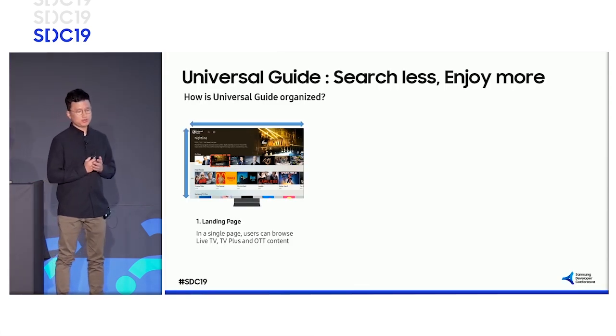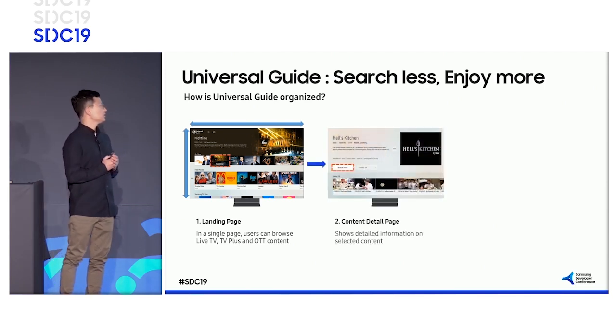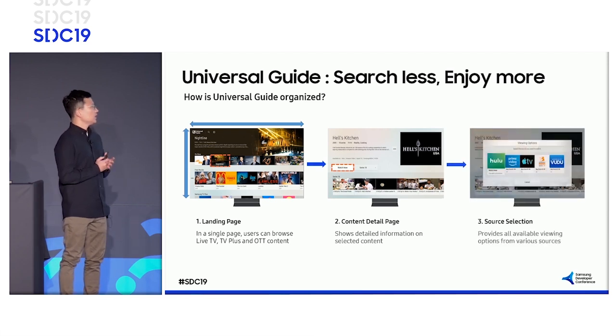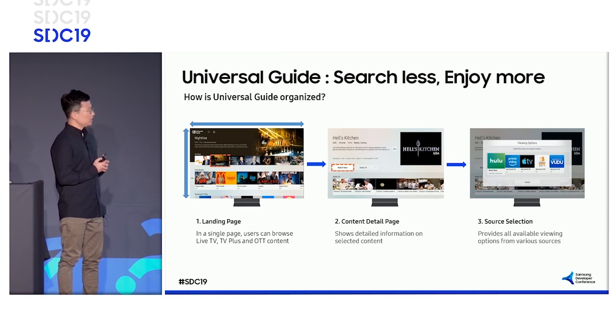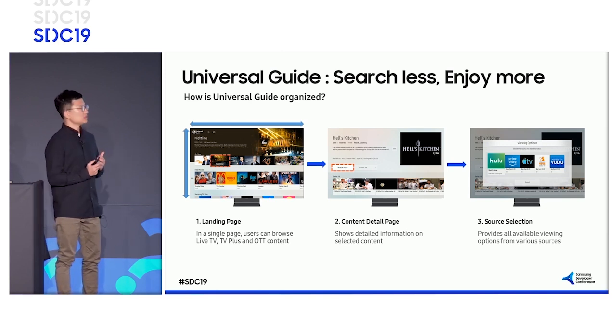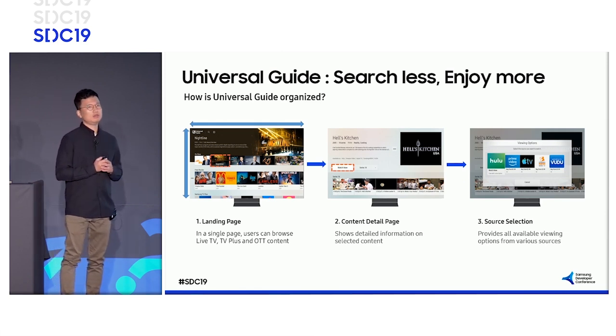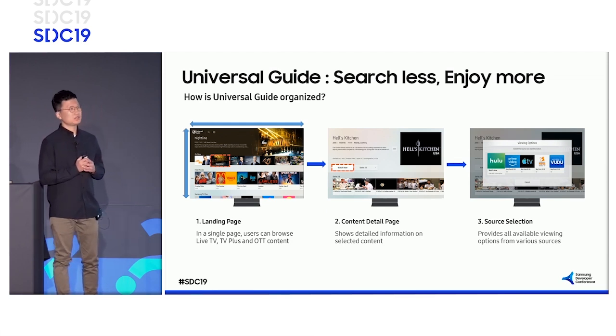So let's see how Universal Guide is organized. It consists of a landing page, content detail page, and source selection page. On the landing page, the first screen, the user can browse diverse content sources like TV Plus channels, live TV channels, or OTT content in a single page. When the user selects any content from the landing page, the user can see various content details like title, description, popularity, or rating information.